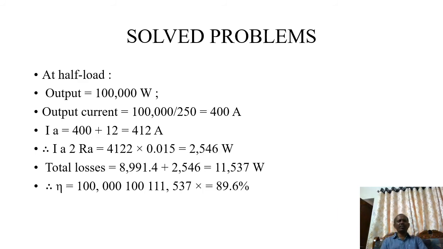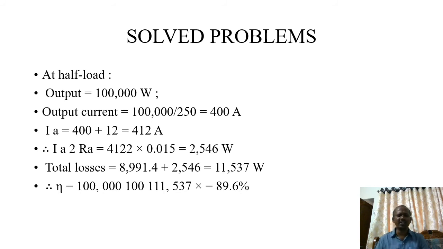At half load, we know the output at full load is 200 kilowatt. At half load, output is 100 kilowatts. Therefore, output current is 100 kilowatt by 250, which is equal to 400 ampere. So Ia is equal to 400 plus 12, 412 amperes. Therefore, armature copper loss Ia square Ra is equivalent to 412 square into 0.015, which is equal to 2546 watt.